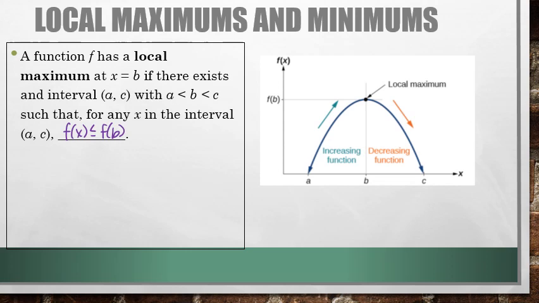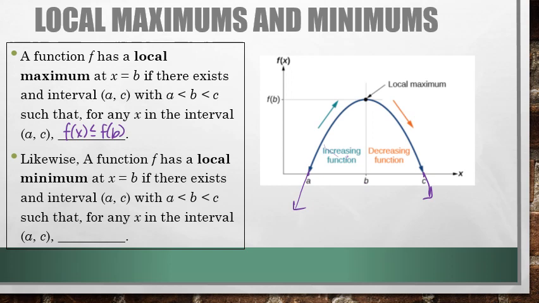So all that means is that if we look at a little interval, so here this graph would probably be continuing, but we're just looking at it between a and c. If we just look at that little neighborhood, we can see that at that value b, it is the largest point on that graph. So a local maximum means if you just look at a small interval of the graph, there's a largest value there at that point.